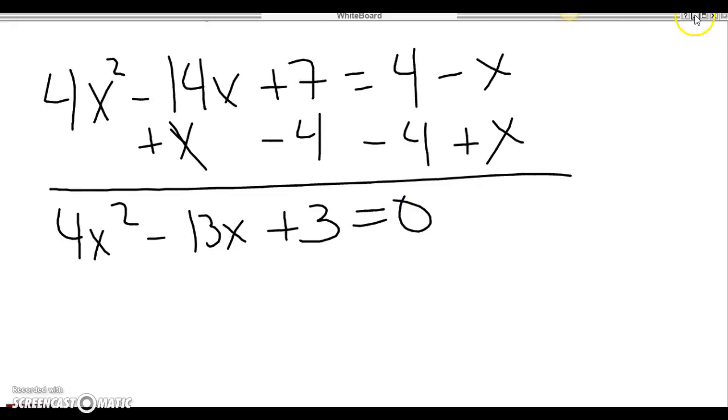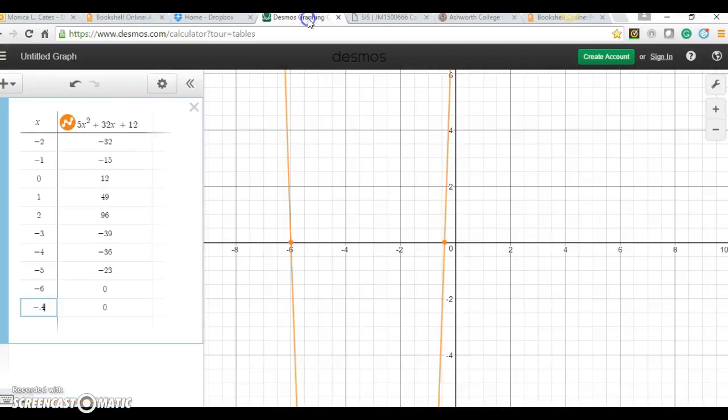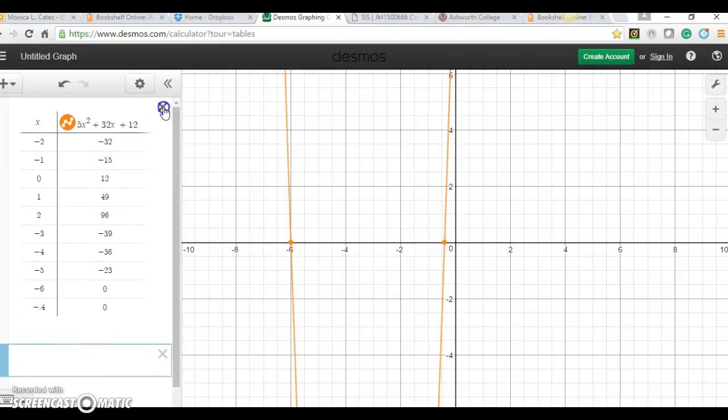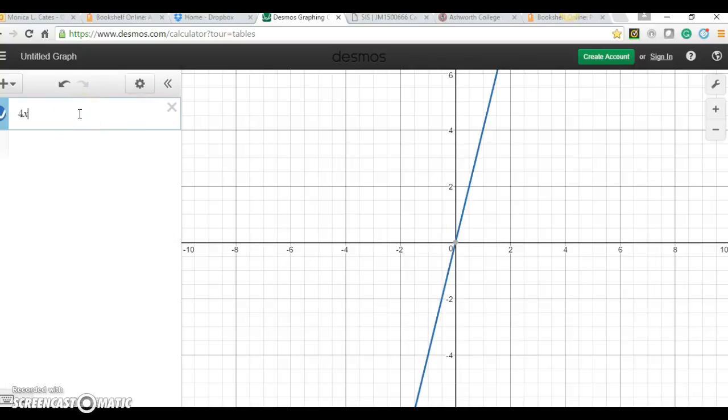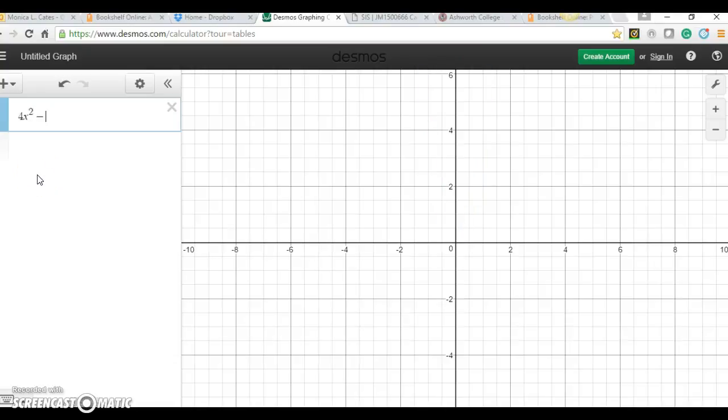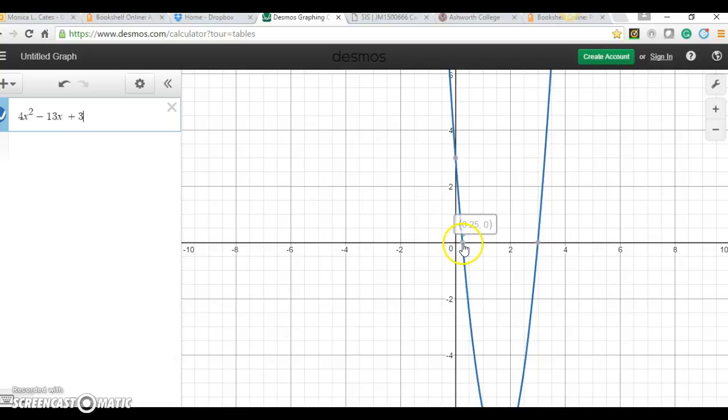And I'm going to use my calculator because guess what? Calculator is easy. Gives me the quick and easy answer. So I don't need this anymore. So we have 4x squared minus 13x plus 3. Okay, and so once again, I can see just by looking at it that my first 0 is at 0.25, so x equals 0.25, and x equals 3.